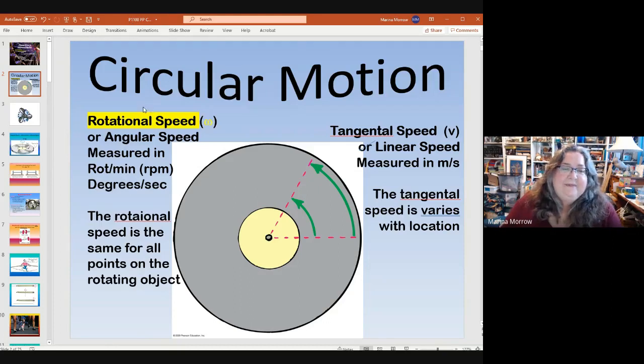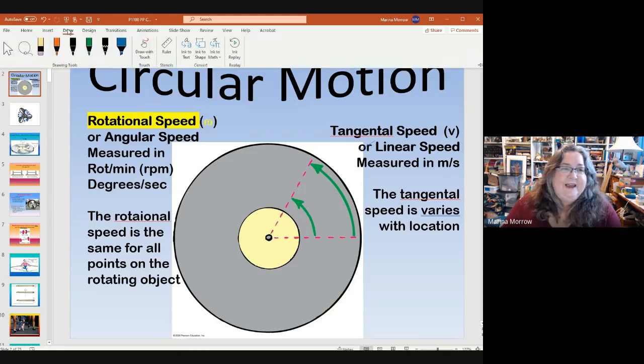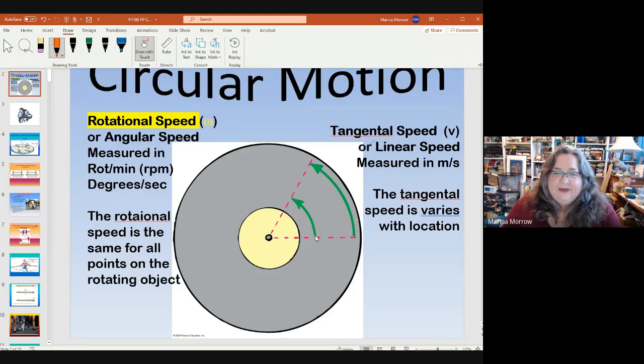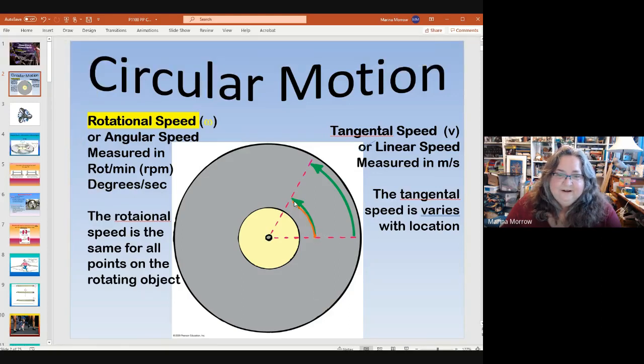So anyway, now the rotational speed is the same for all the points on the rotating object, because all points have to go through the same angle in the same amount of time. And so whether your point is here, or up here, further out or closer in, everything except something in the center, all points go through the same angular speed, the same number of rotations in the same amount of time.